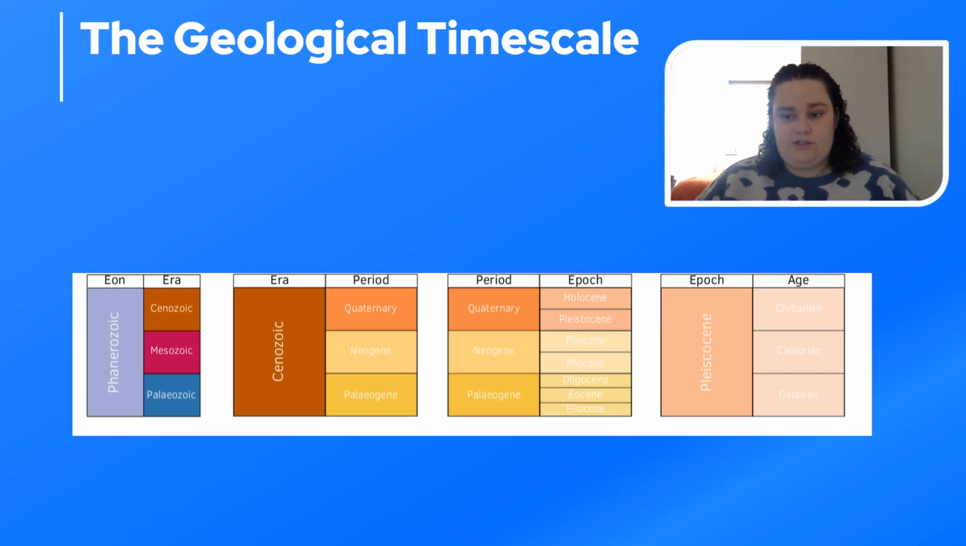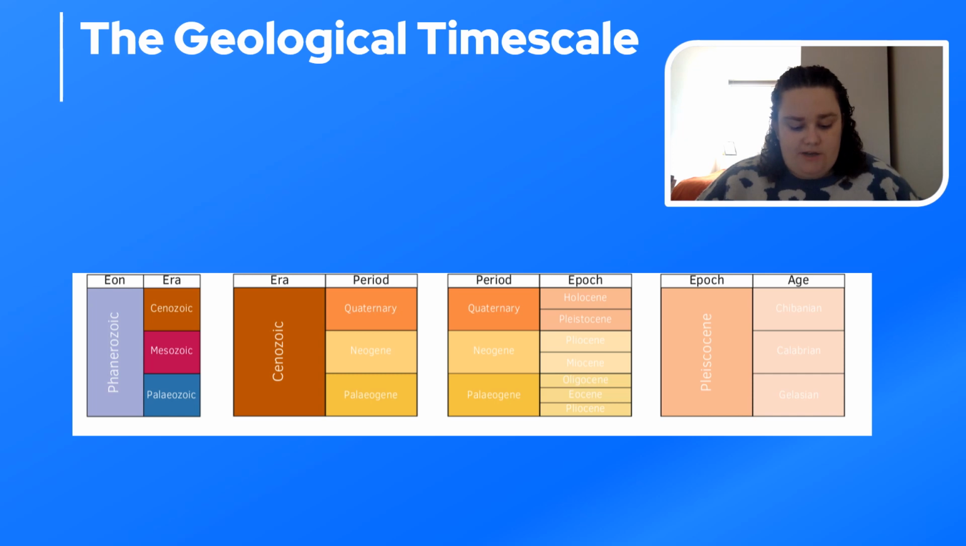We, as paleontologists, geologists, and anyone who works in timescales, we talk about eons, eras, periods, epochs, and ages. So an eon is a large division of geological time, which is the largest, and it comprises numerous eras, which is roughly a duration of 500 million years or more. An example of an eon is the Phanerozoic.